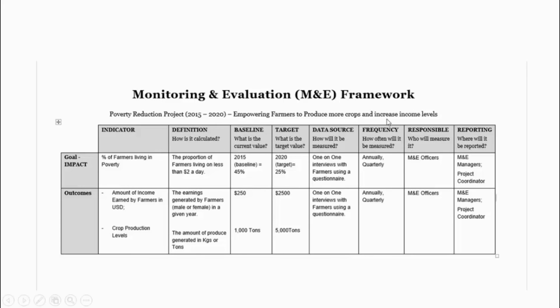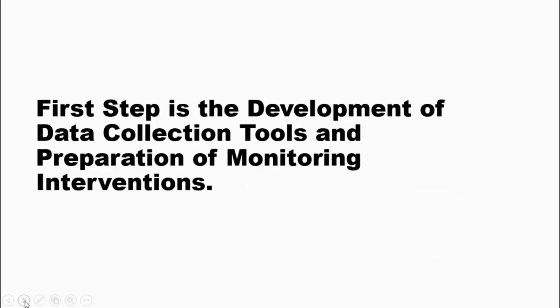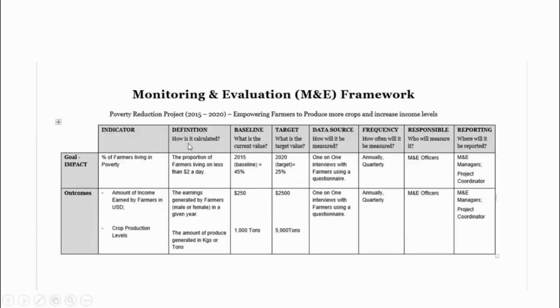So after you've reviewed all this, the next stage is the development of data collection tools. The tools are the actual instruments you use to collect this data. Remember, the data is dependent on these indicators. This is just an example of a poverty reduction project. So there are these indicators, and you need to understand what you're collecting, how you're going to collect it, and when. This matrix gives you that information.